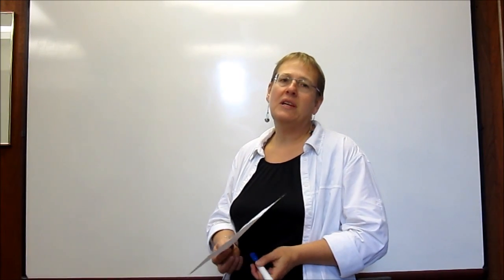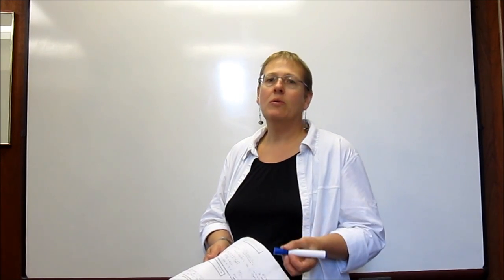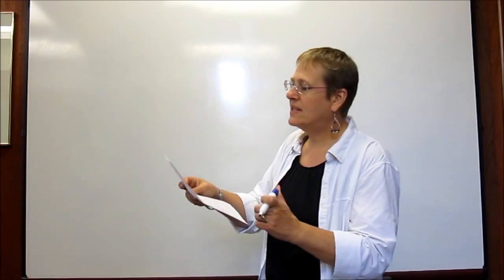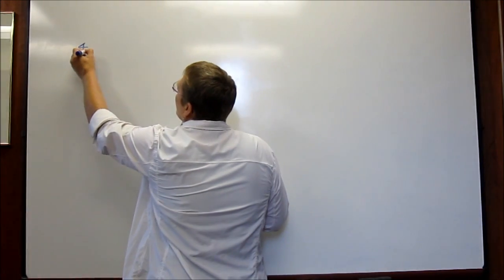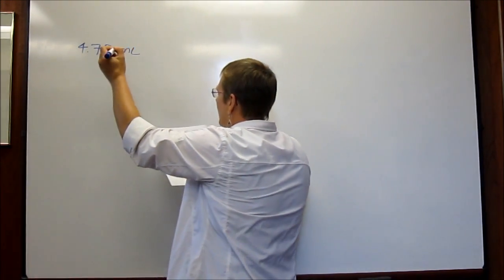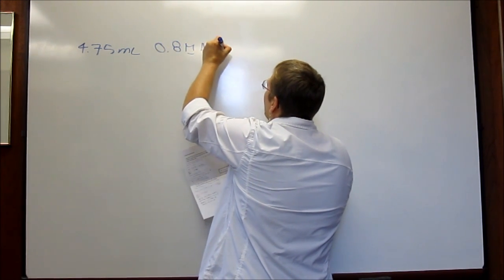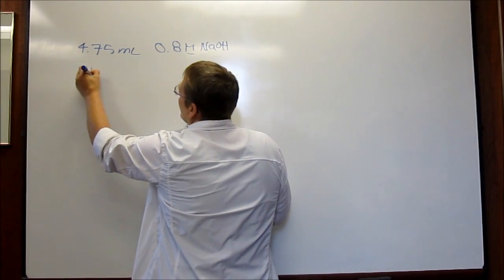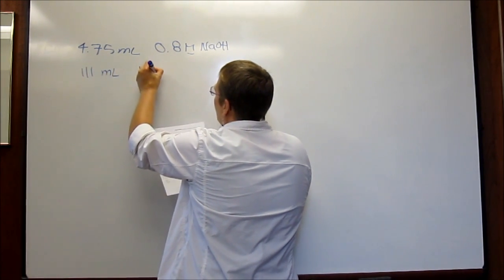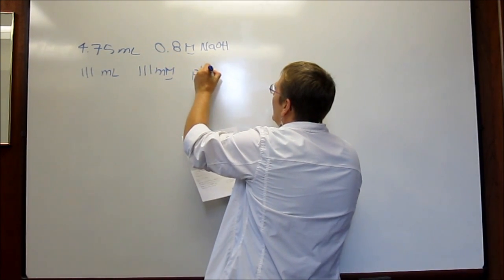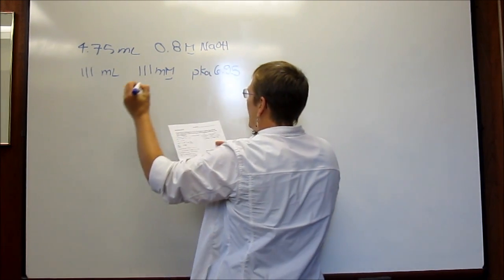Okay, let's have a look at team challenge number 5. This one people found pretty tricky, but it's really just the same problem we've always been doing. We're just doing it in a different direction. So the first part asks you what the original pH was when you take 4.75 mils of 0.8 molar NaOH and add it to 111 mils of 111 millimolar buffer that has a pKa of 6.95. And we're given the final pH to be 8.2.